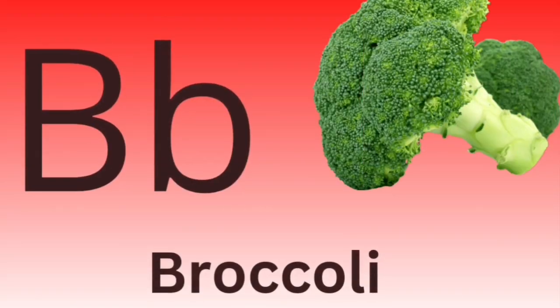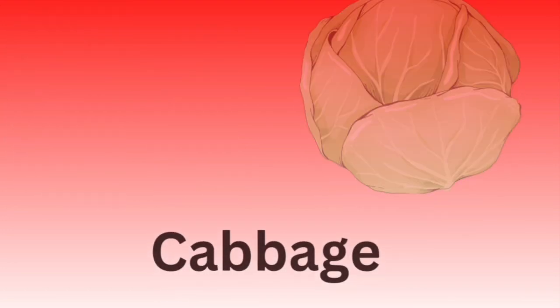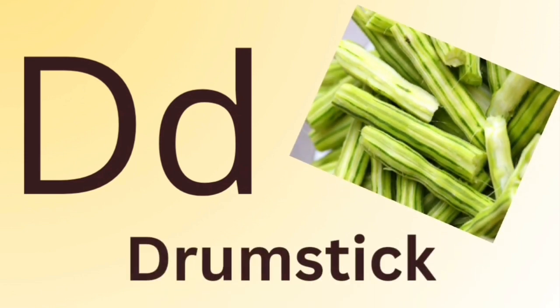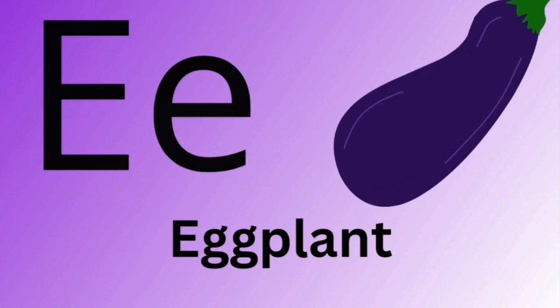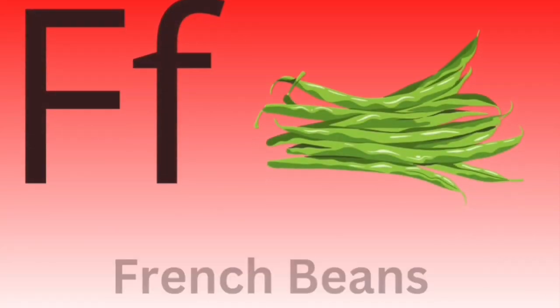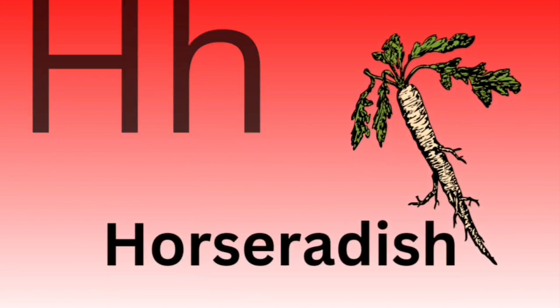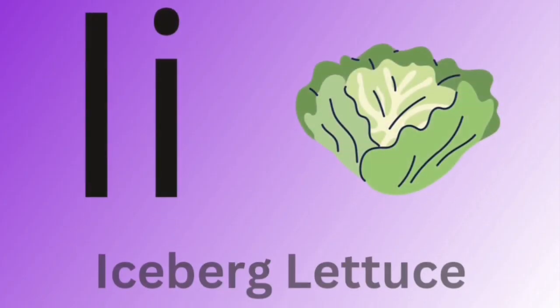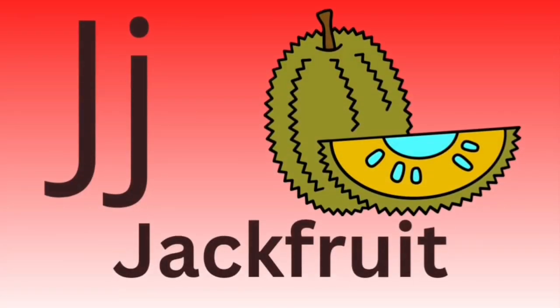A for avocado. B for broccoli. C for cabbage. D for drumstick. E for eggplant. F for french beans. G for green bell pepper. H for horseradish. I for iceberg lettuce. J for jackfruit.